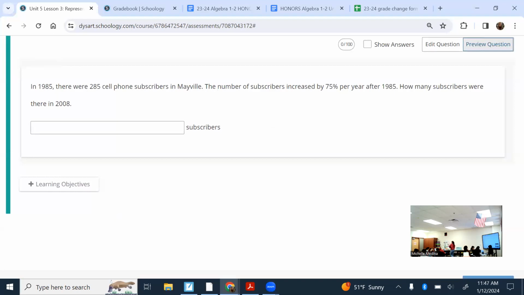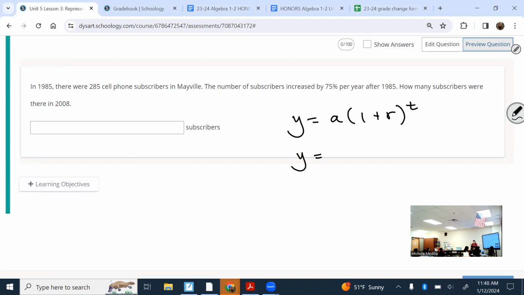So you had 2 formulas today. One that is better if it says things like doubling, tripling, things like that. The other one, when it's a percentage. So I'm going to use the one that has the percentage part. All right, Y would just be your output, your answer. A is for initial amount. So what's my initial amount in this one?